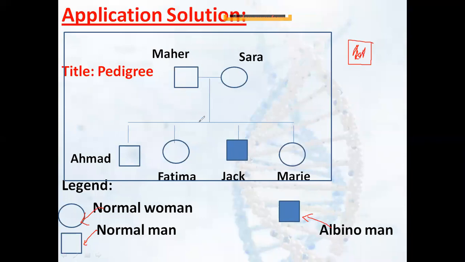Pedigree should be drawn using a pencil, and you have to give it a title. So always any figure should be drawn using a pencil inside a box like I did here. I draw the box, and you have to give it a title. So here I constructed the pedigree.